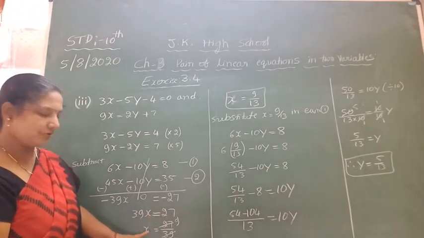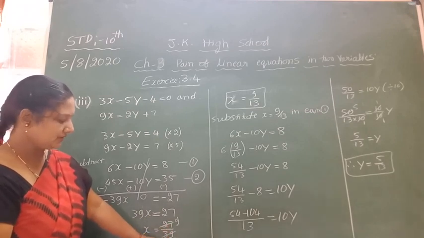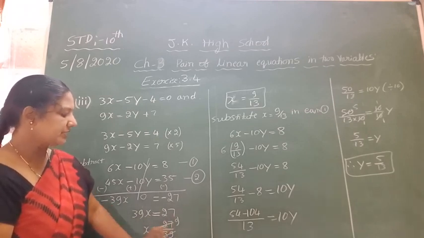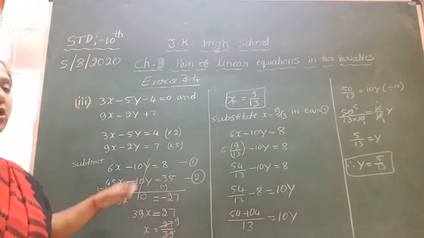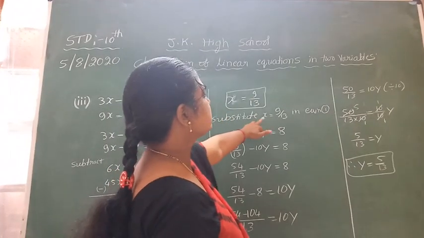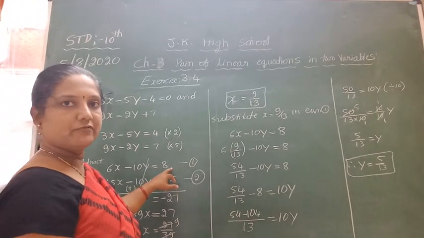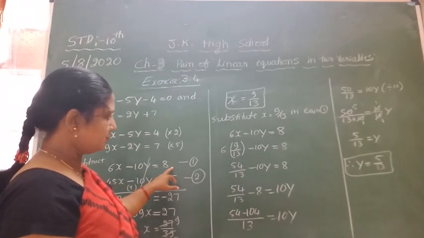The x value we want. x value is equal to 27 by 39. If we divide by 3, 3 ones are 3, 3 9s are 27. So 9 by 13, we got the x value. x is equal to 9 by 13. Substitute x is equal to 9 by 13 in any one of these equations. I have substituted in one equation, in the linear equation in 2 variables.